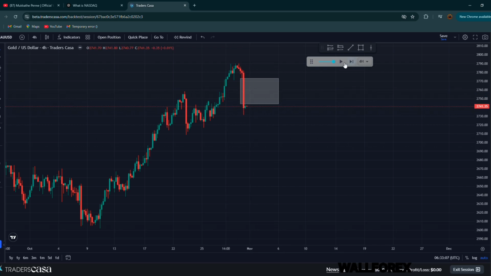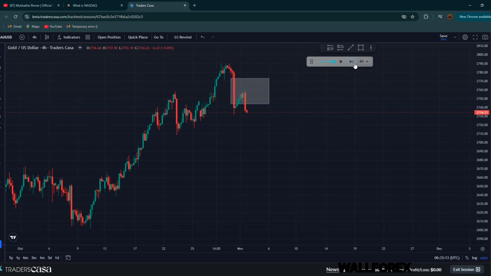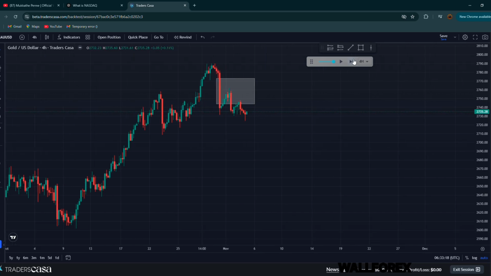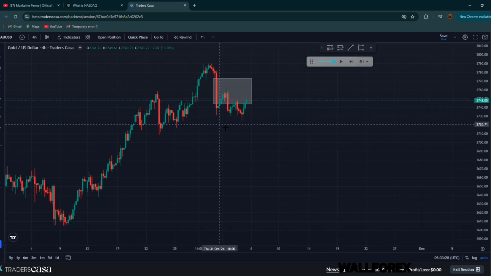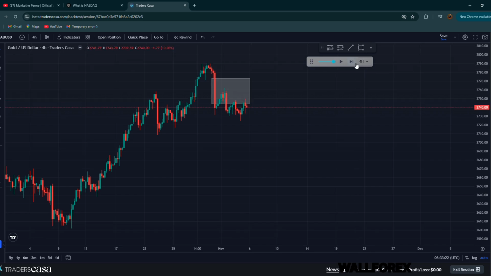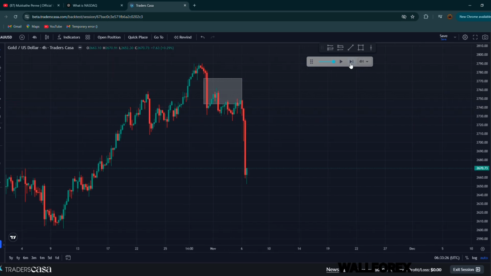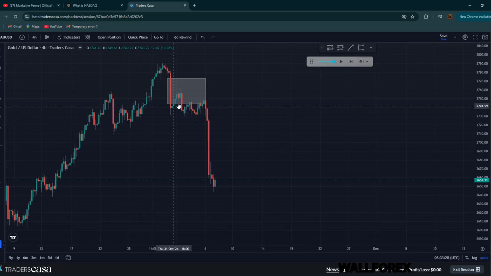This we can look for. Let's see if this bearish fair value gap gets respected. You can see this fair value gap got respected and moved down, and after that you can see this fair value gap also got respected, and it basically moved downward.